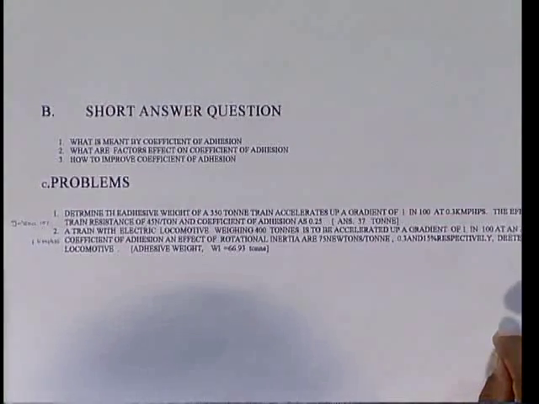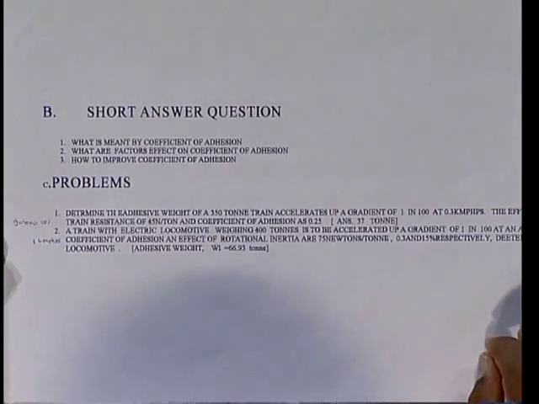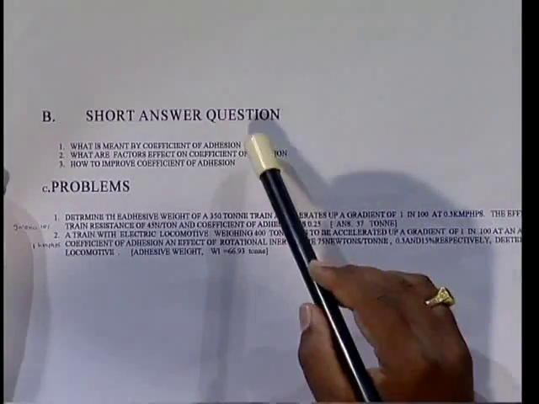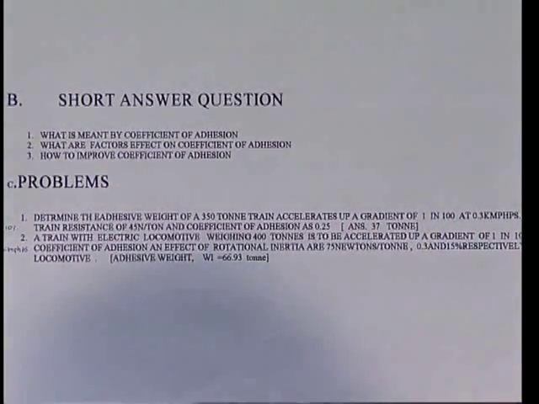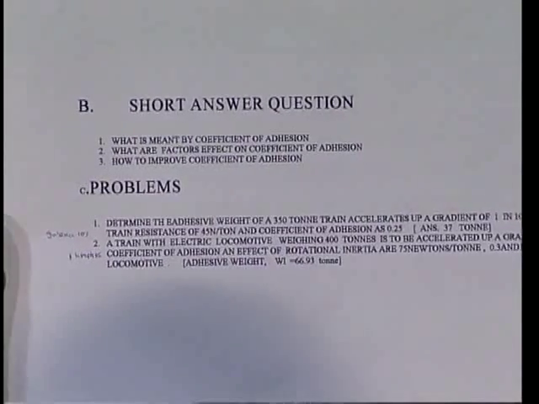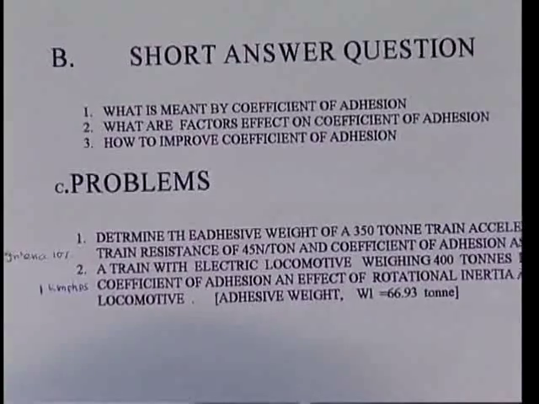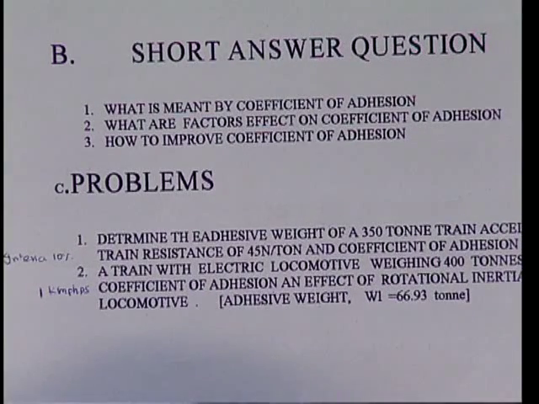B, short answer questions. First one, what is meant by the coefficient of adhesion? The tractive effort at the driving wheels will be the maximum tractive effort given so that the driving wheels will not slip. That is, F of t, the maximum tractive effort, will be proportional to the dead weight on the driving axles. That is F of t is equal to mu A into W.